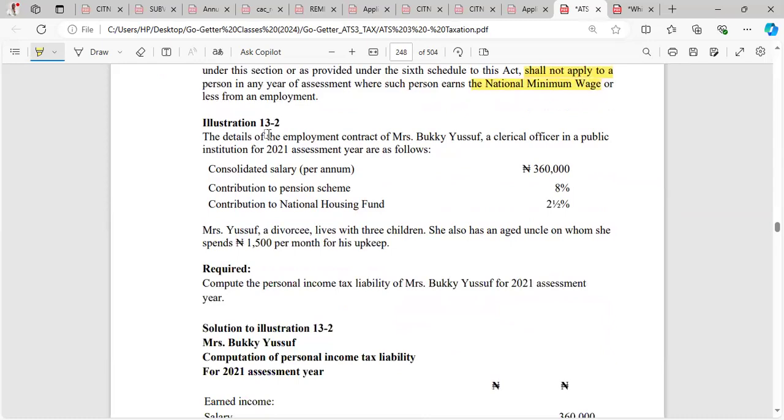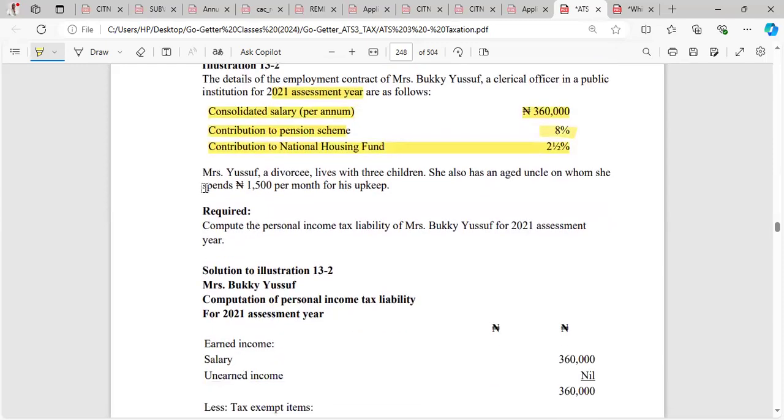All right. Now look at this example. The details of the employment income of Mrs. Buki Yusuf, a clerical officer in a public institution for the 2021 assessment year, is as follows. This is her consolidated salary per annum, 360. The contribution to the pension scheme is 8%. Contribution to the National Housing Fund is 2.5%. Mrs. Yusuf is a divorcee, lives with 3 children, has an aged uncle she spends 1,500 per month on for his upkeep. All these are not important, so you don't make use of them.